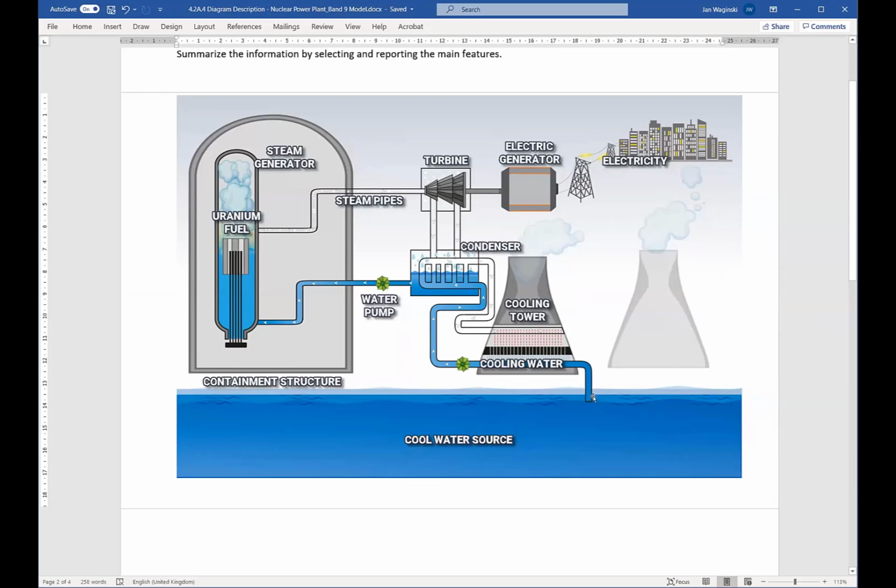So the cool water source is the running water from where they are taking the water. And then in the nuclear cooling tower, it is cooling and then it will go into the condenser. For example, the Pickering nuclear power plant, I can almost see it from my house. If I walk down to the lake, I can see Pickering. It's right on the water's edge, and that's because they need this huge source of cool water to cool down the whole process.